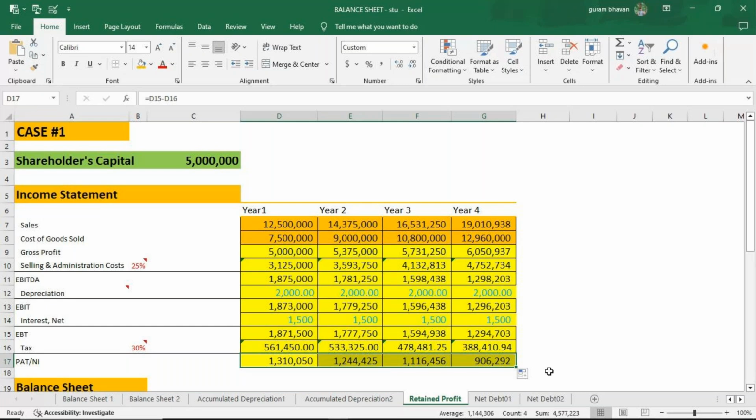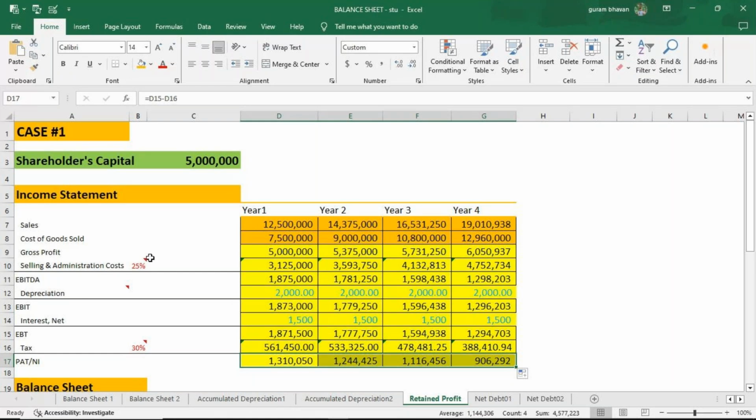Ma'am, how to calculate the PAT? The last one, ma'am. After tax, PAT, profit 30%, after tax and net income. Yes, ma'am. So here everything is interlinked.